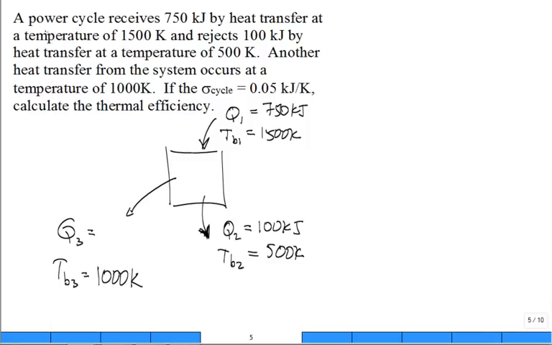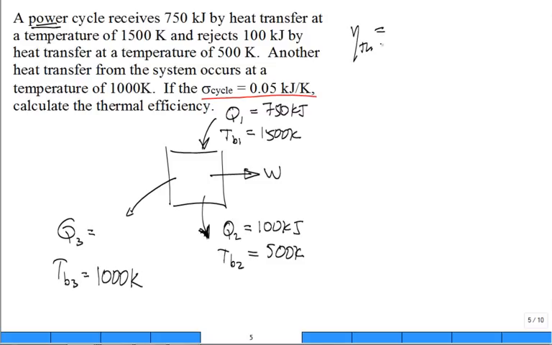This is a power cycle. There's one more energy transfer. We need W, W out. And then they give this, sigma of the cycle is 0.05 kilojoules per Kelvin. What is that? That's the strength of the inequality in Clausius's inequality. We're going to learn about entropy next chapter, and that will be linked to entropy production. We don't like a lot of entropy production, especially when trying to maximize the power production out of a heat engine or a power cycle. Anyway, calculate the thermal efficiency.